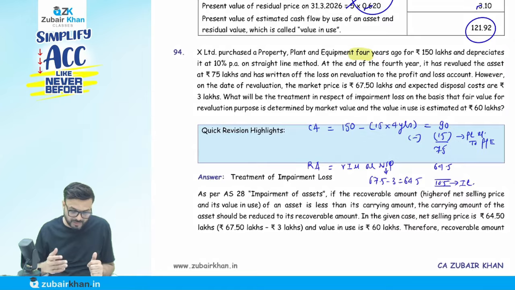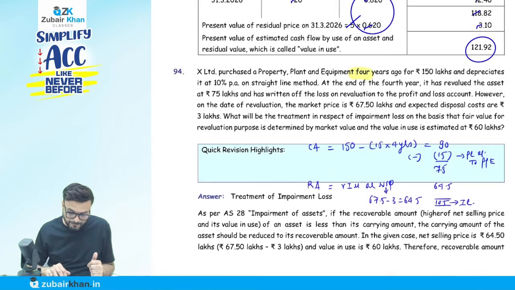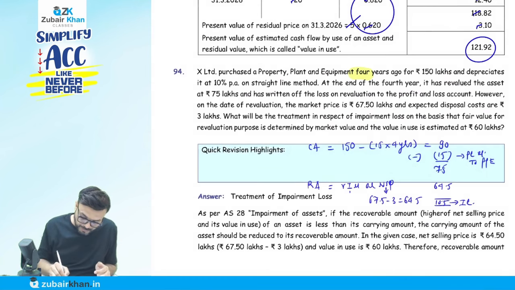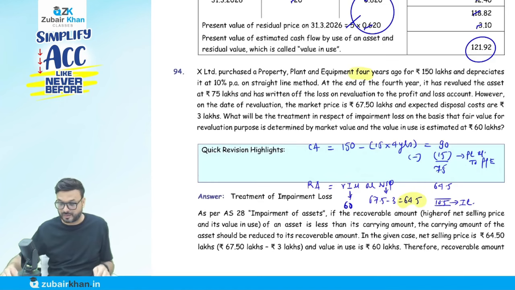Now, here the market value is estimated at 60. They have asked about the treatment of the impairment loss on the basis that the fair value for revaluation purposes, the market value, and the value in use is estimated at 60. They have given the value in use as 60, and this other one is 64.5. So the higher is 64.5, and we will take that.